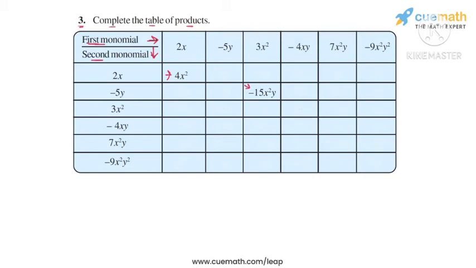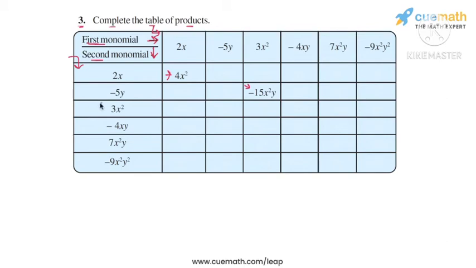Instead, for each combination of monomials, I will simply observe the product of the coefficients and the product of the algebraic factors and write the overall product accordingly. The other thing we note is that the sequence of monomials in the topmost row, 2x minus 5y, 3x square, and so on, is the same as the sequence of monomials in the leftmost column, which is also 2x minus 5y, 3x square, and so on. This means that many products occur twice in the table.